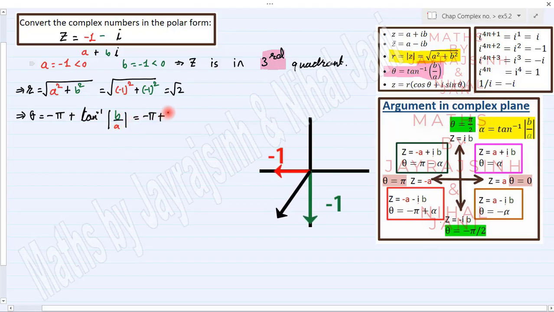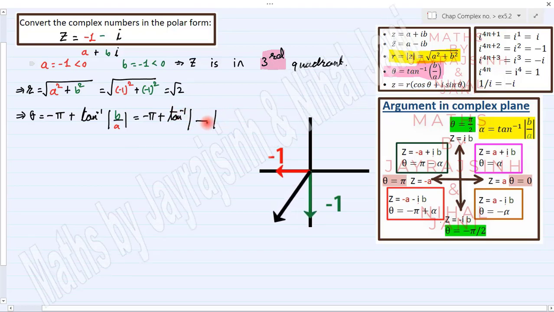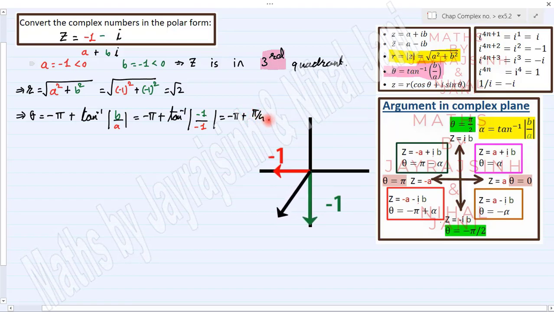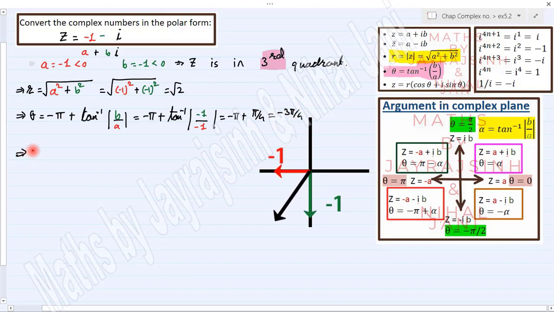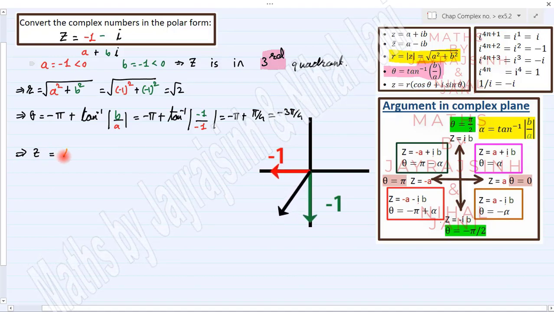So let's substitute the value of imaginary part and real part. Your b is minus 1 and a is also minus 1. So we will get minus pi plus tan inverse of 1, which is nothing but pi by 4. So we will get minus 3 pi by 4. So we are ready to convert our complex number z into the polar form.